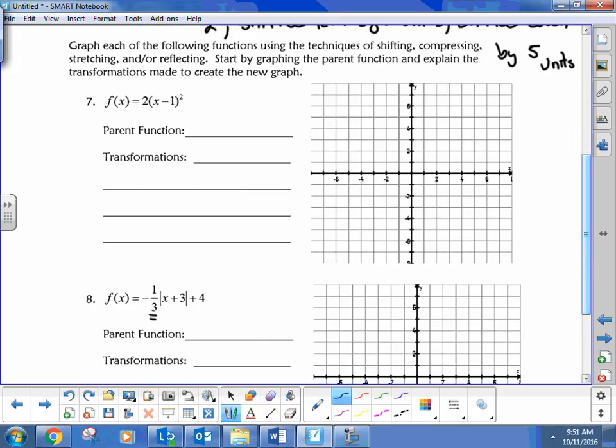Now let's come over here and I'll do this one. Let's talk about the parent function. Now this one's going to be a square parent function. And let's see the directions, what this wants us to do. It says graph each of the following functions using the techniques of shifting, compressing, stretching. Start by graphing the parent function, explain the transformations made to create the new graph. All right, so let's go ahead and do this. Let's begin with the fact that our parent function is going to look like this. 2, 4. So this is the parent function, made it in yellow.